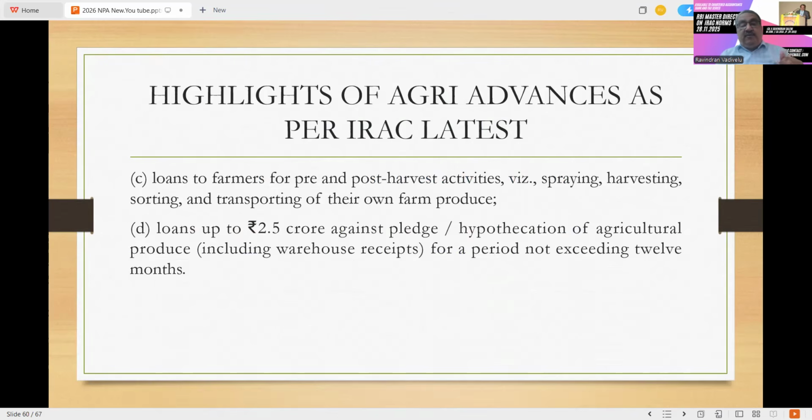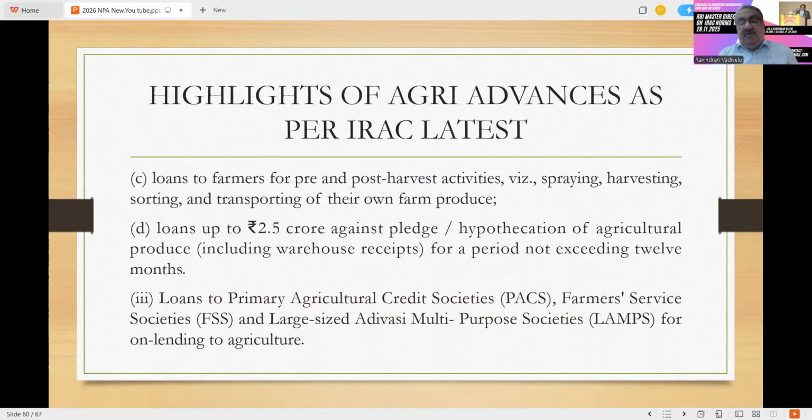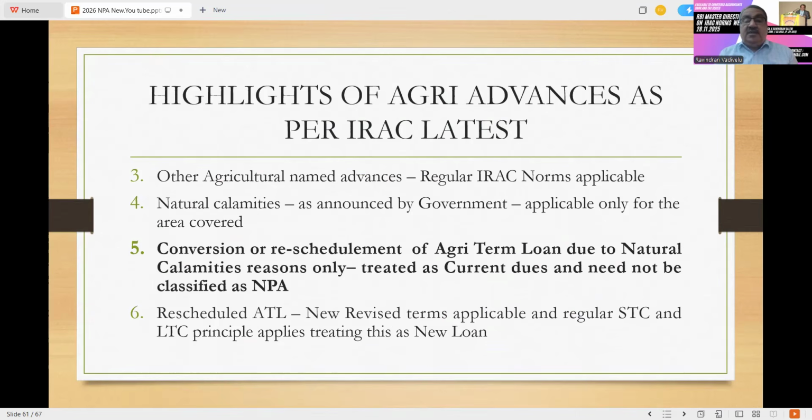And loan up to 2.5 crore against the pledge and hypothecation of warehouse receipts for a period not exceeding 12 months. Then loan to PACS, farmers service societies, and large-sized Adivasi multi-purpose societies, LAMPs, for onward lending. And another one is other agricultural advances, regular IRAC norms. So only those agricultural advances mentioned in this circular are called agricultural advances. Other than this, they are classified as non-agricultural advances. They will be classified as per the regular IRAC norms, that is the 90 days concept.